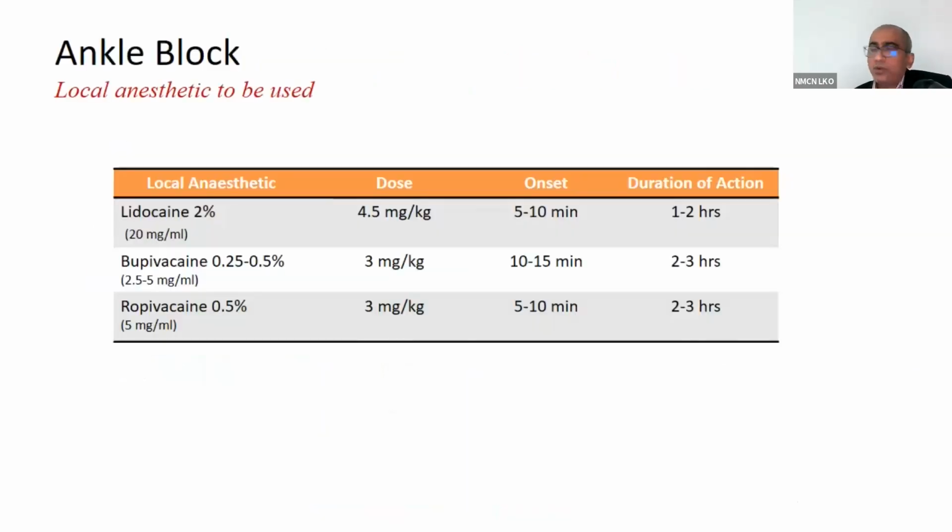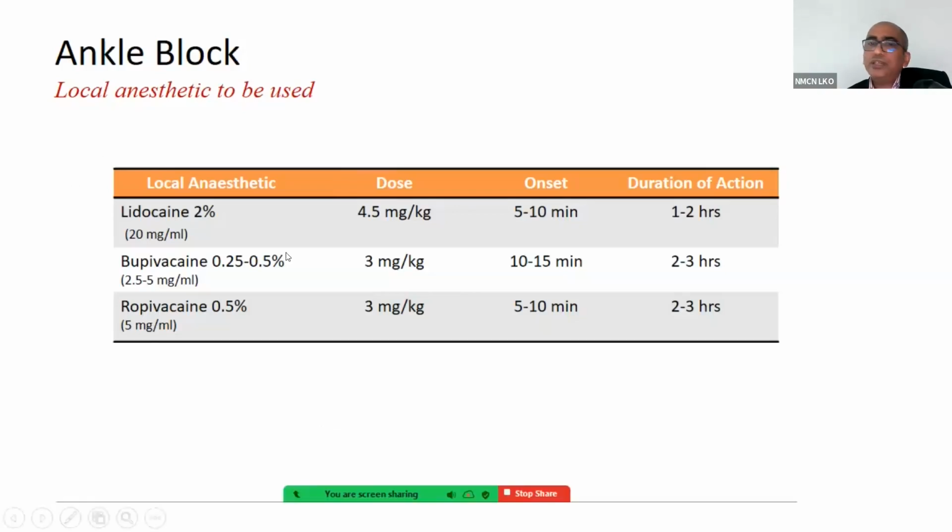So regarding the local anesthetic which we should choose for performing the block, usually we require 20 to 30 mL of local anesthetic for blocking these 5 nerves around the ankle. So we have on one hand lidocaine, which has got quick onset and somewhat shorter duration of action. And we have bupivacaine and ropivacaine, which have got a somewhat longer onset and also the longer duration of action. Among these, ropivacaine has got a longer duration and also quicker onset, so it is preferable.